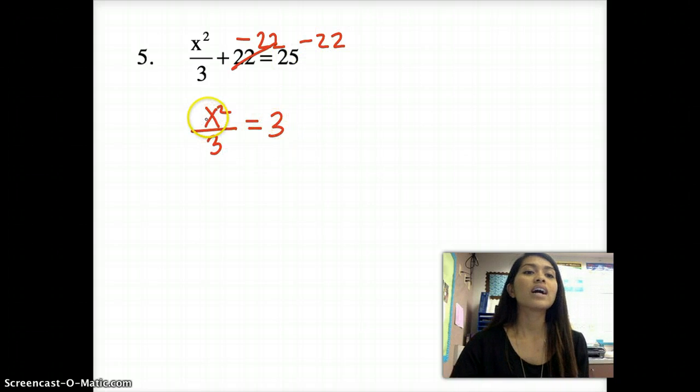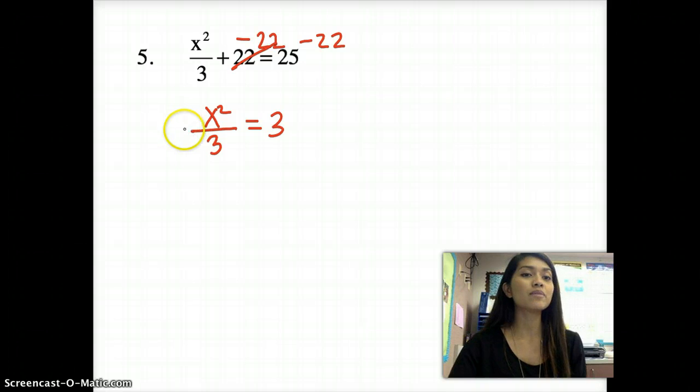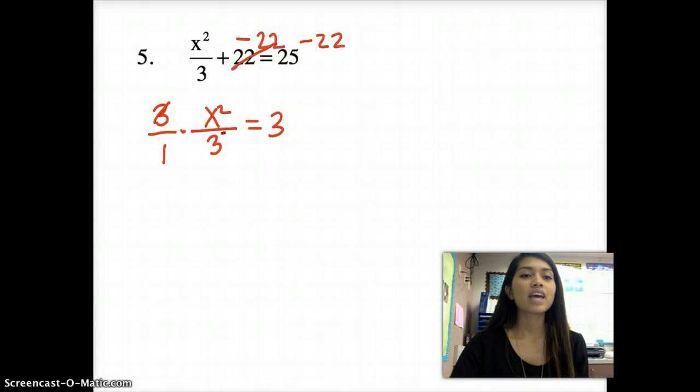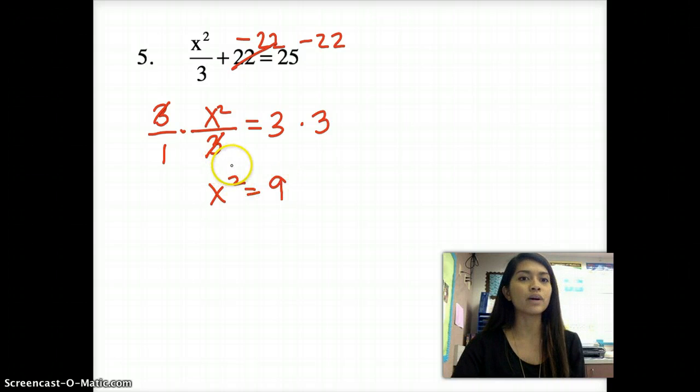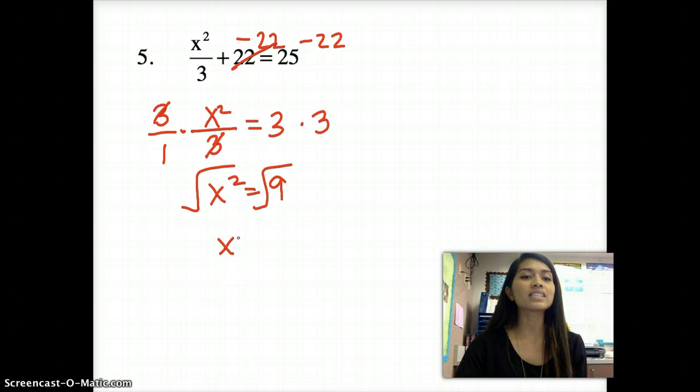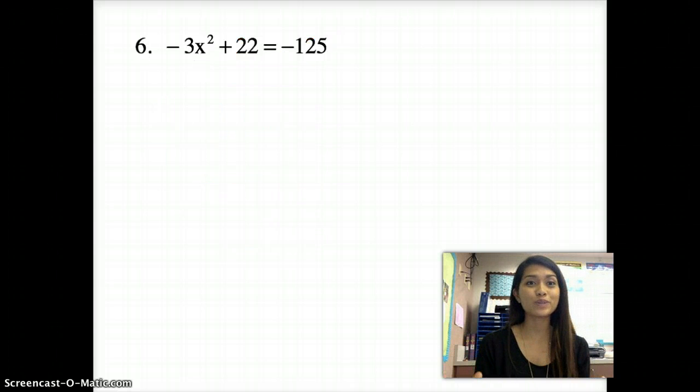Now here, again, I want to get rid of this fraction. How do I do that? Well, it's x squared divided by 3, so the inverse would be to multiply by 3. If I multiply both sides by 3, the 3's cancel out, leaving me with x squared equals 9. So how do I solve for x? Take the square root of both sides, and I get x equals positive and negative 3. And that's it.